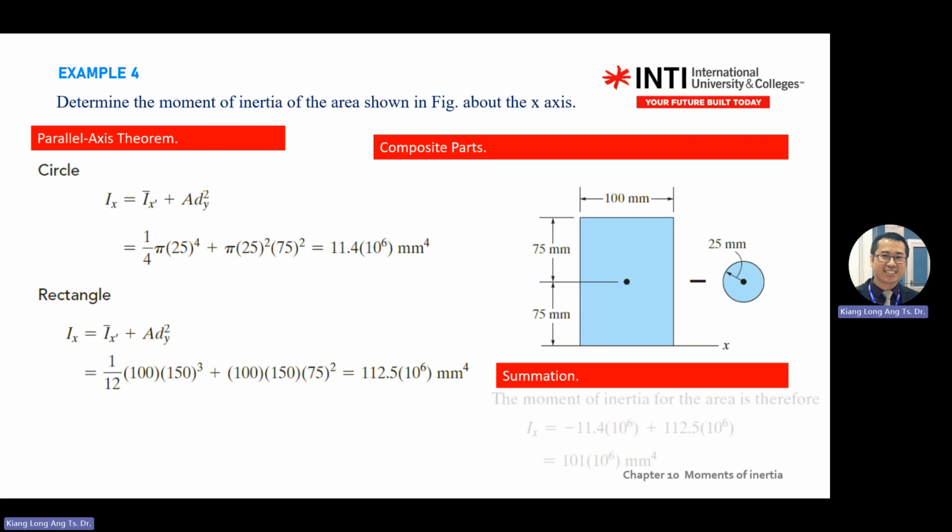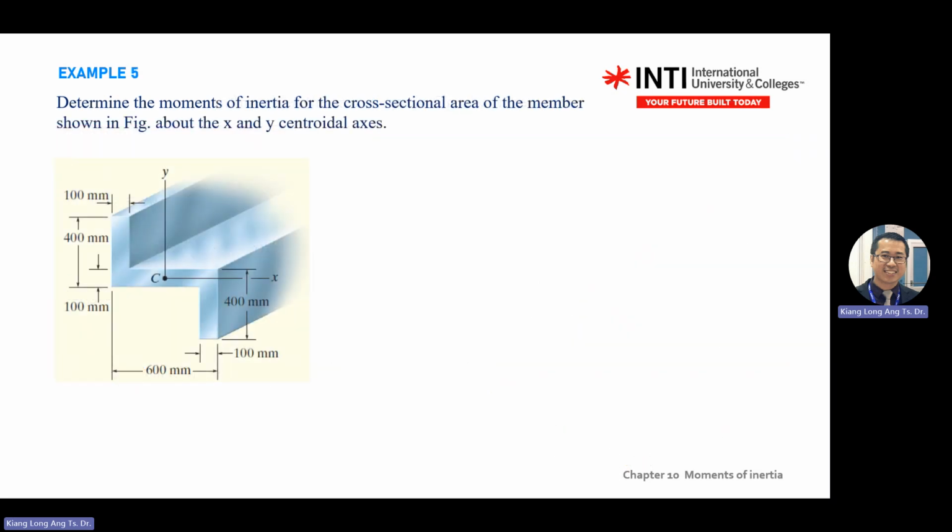Then, after you find it using parallel axis theorem, you take this one minus this one. Take this one minus this one. So there's a minus sign there.